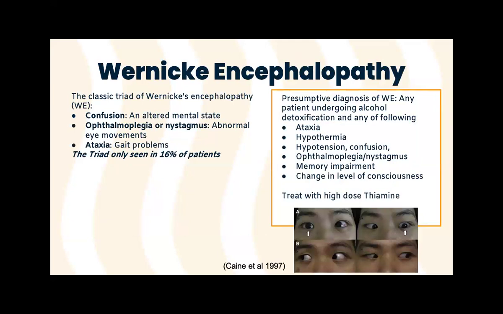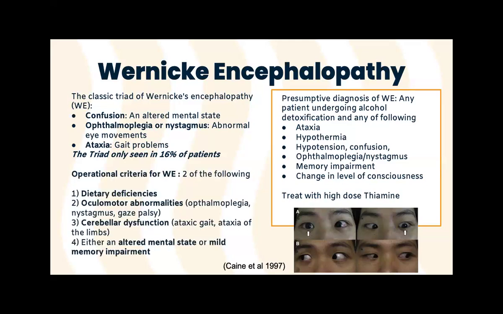And there's usually a triad. Well, not usually. The triad is only actually seen in 16% of patients, but the triad is what we all get taught. So the patient's confused, they've got ophthalmoplegia or nystagmus, and they've got ataxia or gait problems, sort of the classic, they look like they're drunk, but they're not actually having any alcohol.